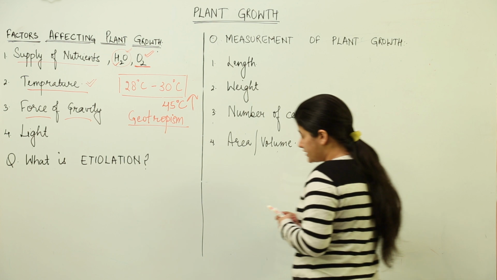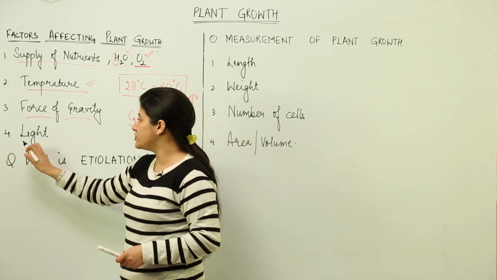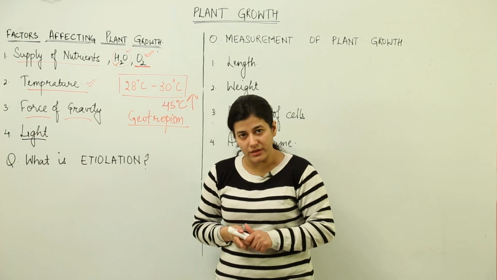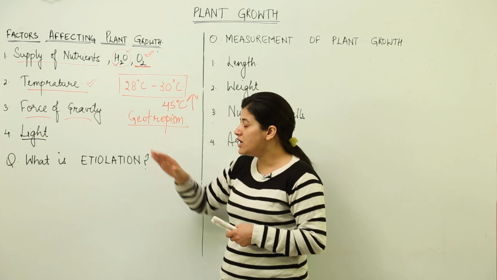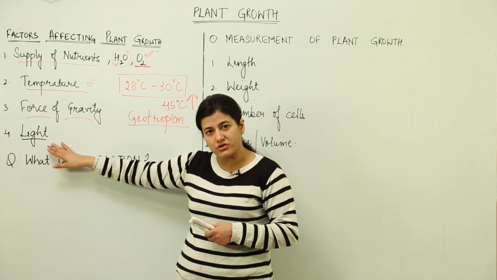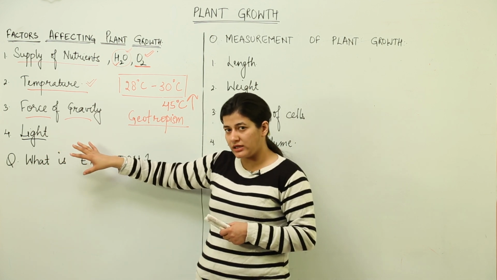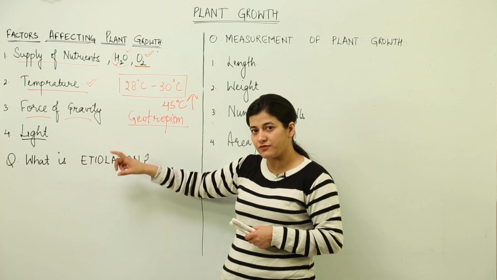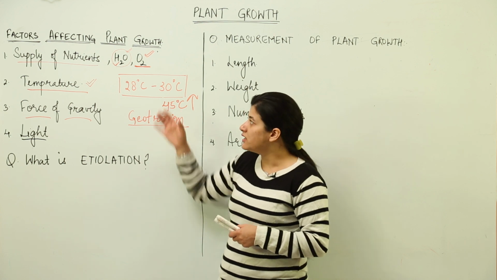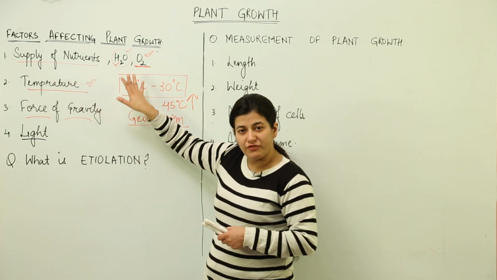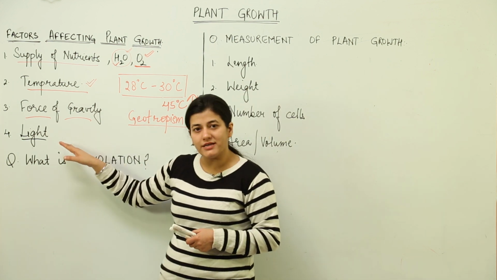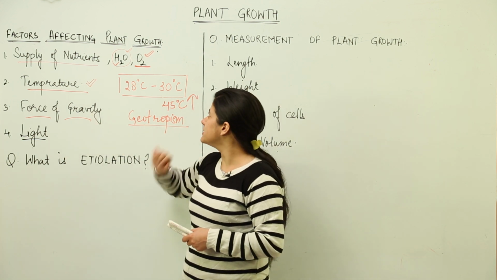And the last one is light. As I mentioned in the beginning, this factor may or may not have enough influence when the seed is germinating, but in the later stages of the plant's growth, light plays a very important role, because it is responsible for driving the photosynthetic activity of the plant, and photosynthesis in turn is required for the various nutrients which are responsible for the protoplasmic growth of the plant. So light is an important factor which affects plant growth.